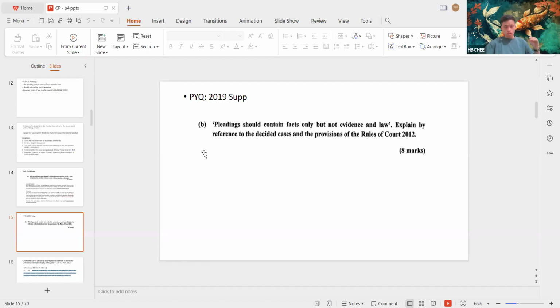It's very short, but the issue, which is your core answer, could be lengthy. How do you spot the issue? It's like now you are asking me what pleadings are. Pleadings should contain the facts only, but not evidence and law, so the main point is Order 18 Rule 7. What are Order 18 and Rule 7? You must plead the material facts, and the facts, not law, not evidence.